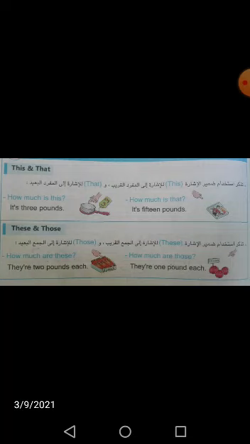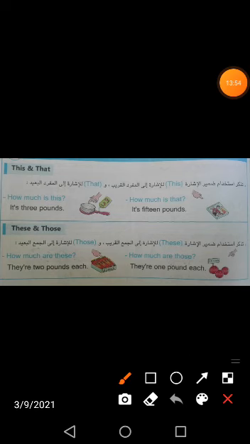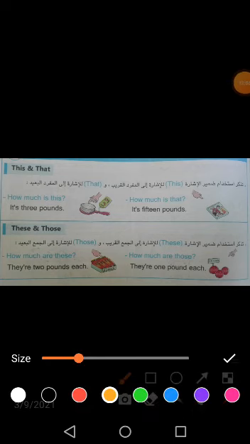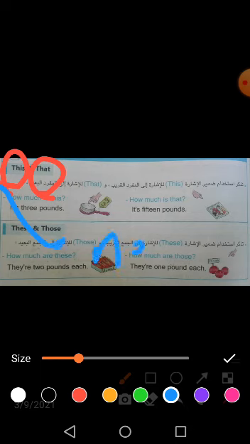Let's see the grammar. I have this and that. What is the difference? Grade four, it's a very important lesson. What is the difference between this and that? This is for near. That is for far. Excellent. But this and that, they are singular. Singular takes is: this is, that is. Again, this is, that is.